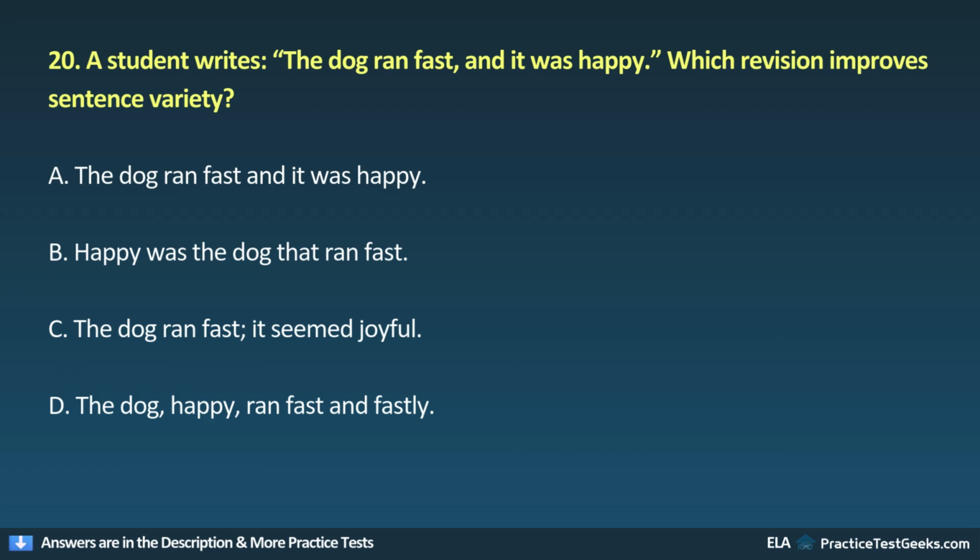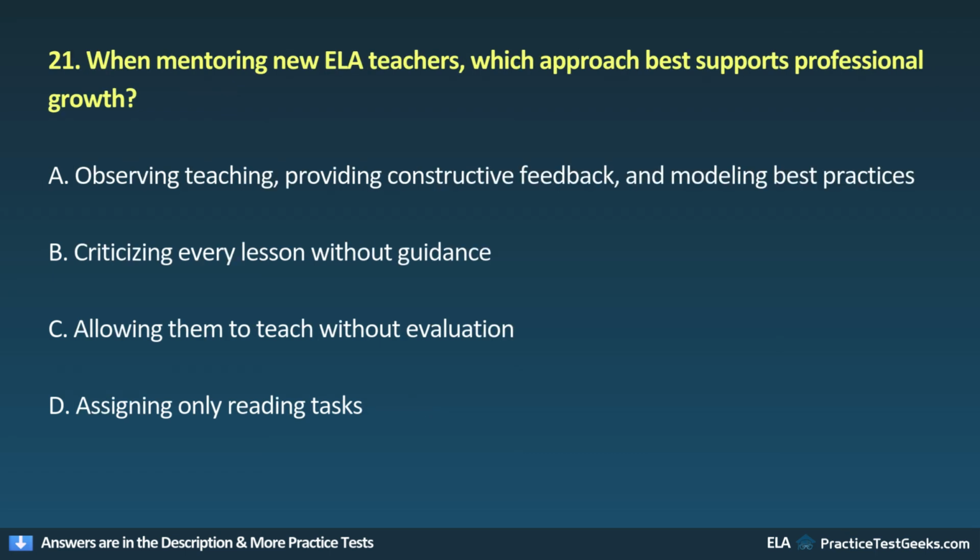A. The dog ran fast and it was happy. B. Happy was the dog that ran fast. C. The dog ran fast, it seemed joyful. D. The dog happy ran fast and fastly. 21. When mentoring new ELA teachers, which approach best supports professional growth?